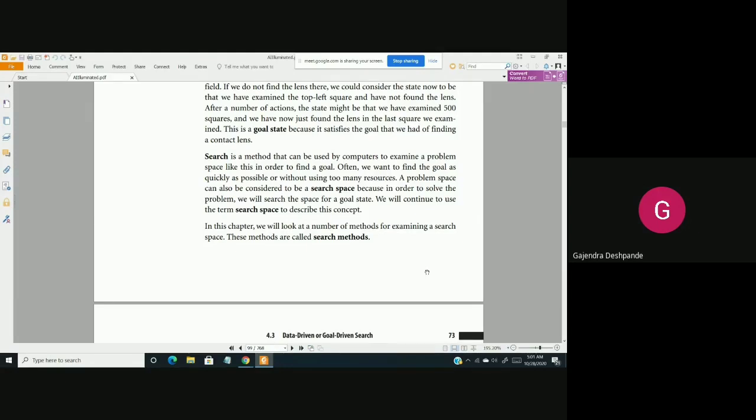Then, a problem space can also be considered to be a search space, because in order to solve the problem, we will search the space for a goal state. So we will continue to use the term search space to describe this concept. Whenever you are searching for a solution in a problem space, that space is known as the search space in simple terms.